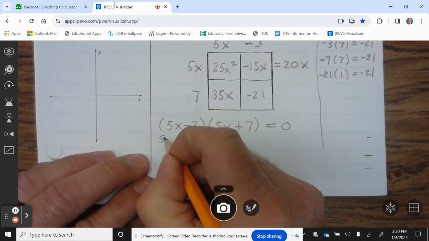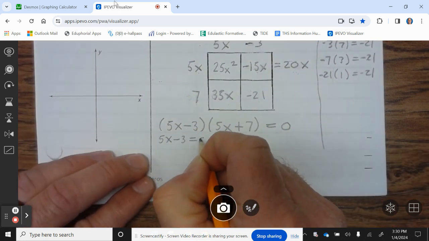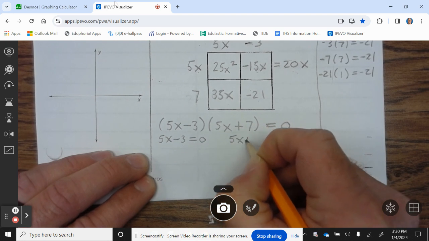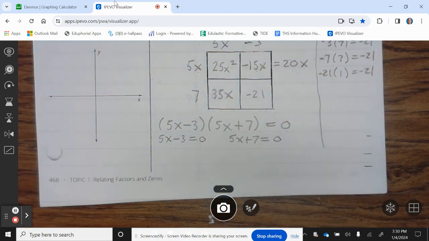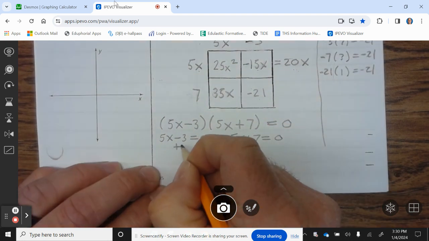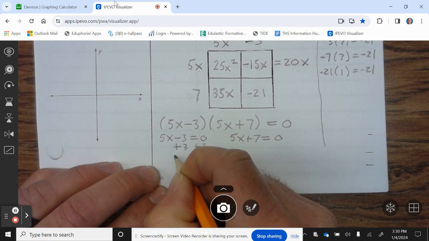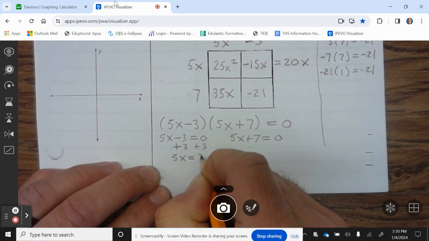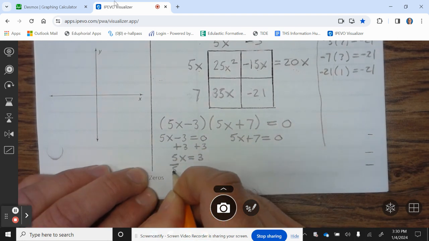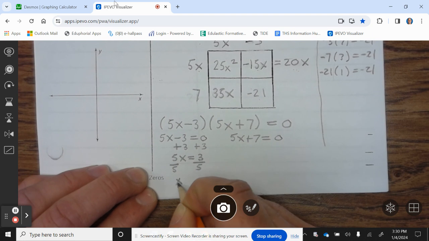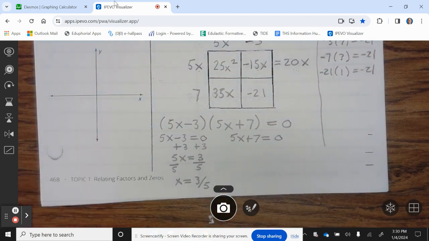So 5x minus 3 equal to 0, and 5x plus 7 equal to 0. So we add 3 to both sides. You get 5x equals 3. Divide both sides by 5. X equals 3 fifths. And it's a fraction, we don't care.